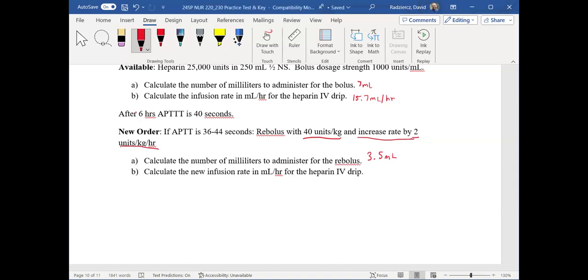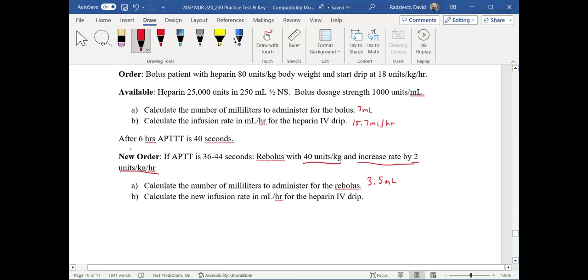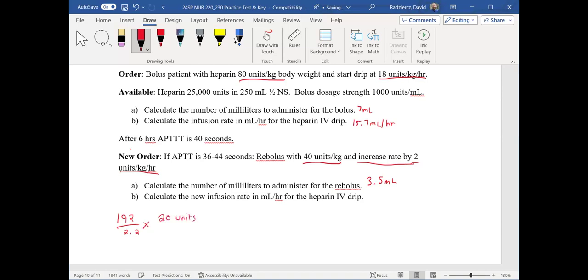For the new infusion rate. Remember, my original was 18. So if I move up here, this was my original order for the bolus, and this was my original infusion rate, 18 units per kilogram per hour. They told me to increase it by 2 units per kilogram per hour, so that's where the 20 is coming from. So I'm going to take my patient's weight, convert that to kilograms. So I'm just going to write it like this because I don't have that number. I'm going to multiply by the 20 units per kilogram per hour.